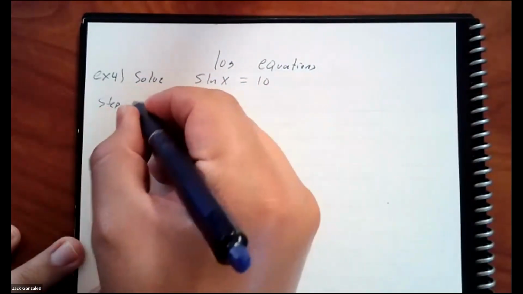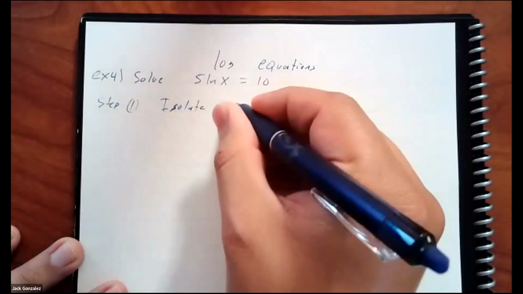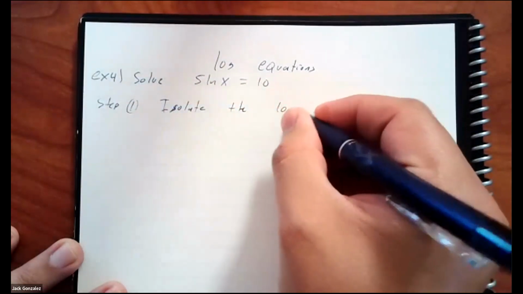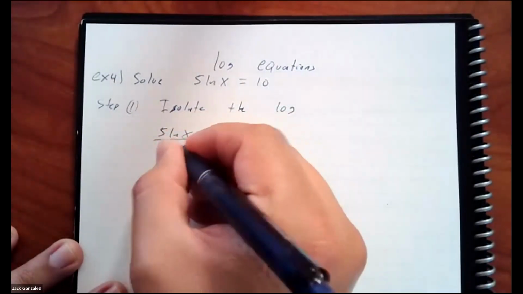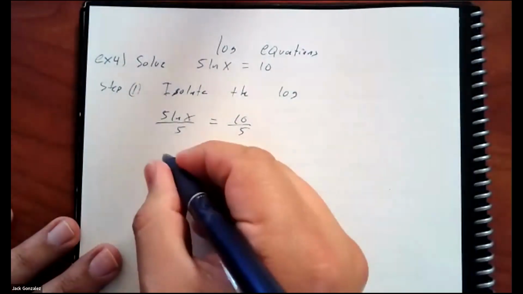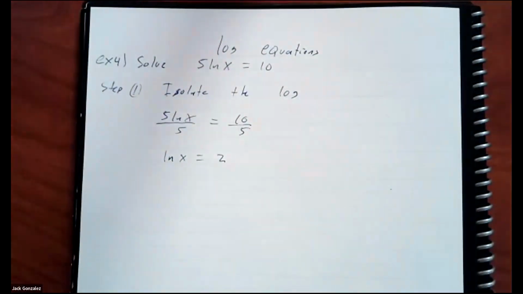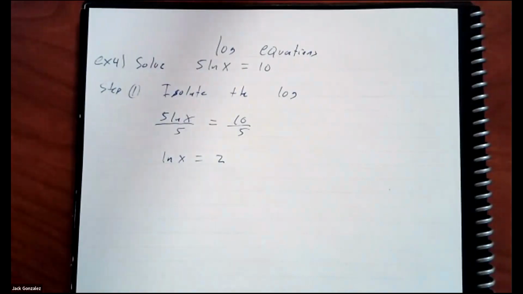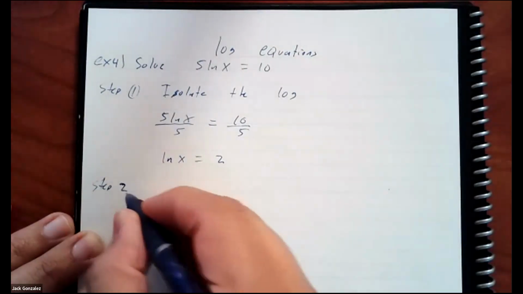So step 1: isolate the logarithm. So just divide by 5. So ln x is equal to 2. Now the inverse of ln is e, so you'll introduce e to cancel. So step 2.